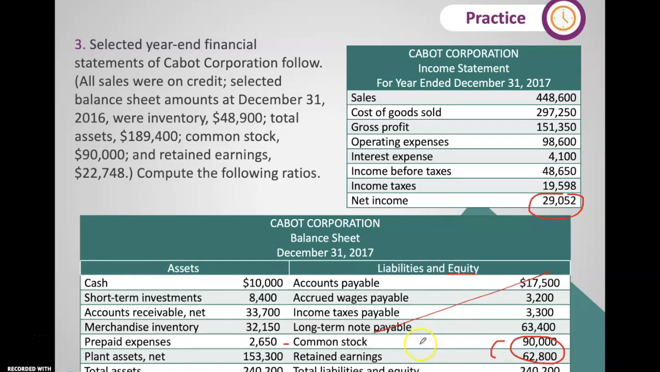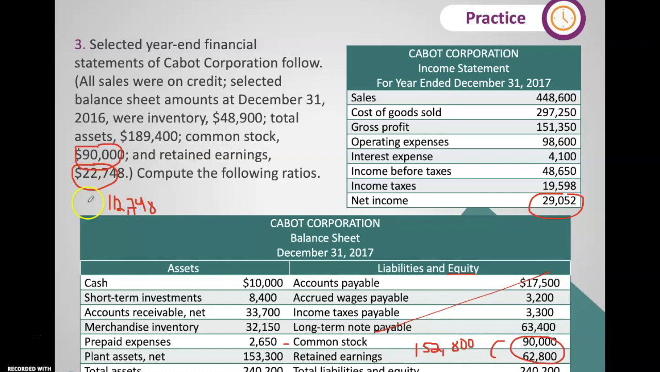So I'm going to add that up and we get 152,800. But I want my average common stockholders' equity. So that means I have to do this for this year and for last year. So I have to look at last year. Common stock was 90,000 and retained earnings is 22,748. So we're going to add those together as well. 90 plus 22,748. We get 112,748. So this involves an extra step. Takes a little bit longer to do.